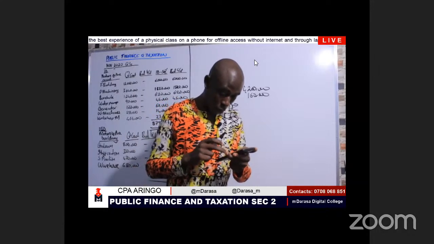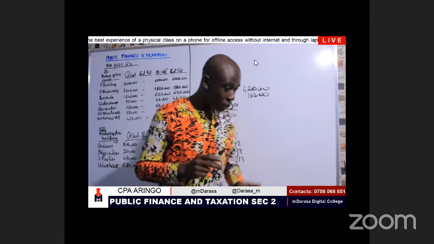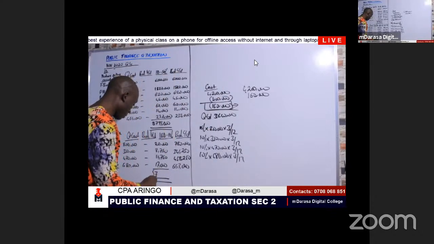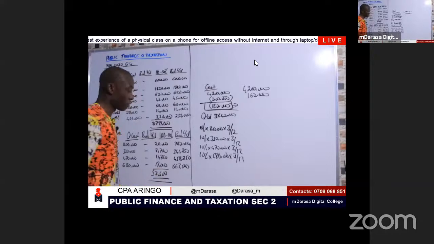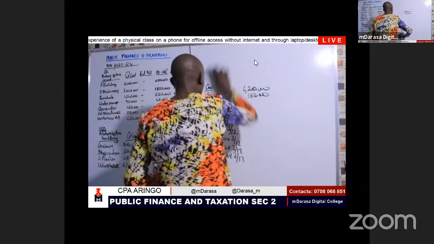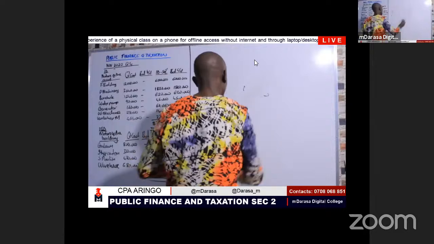57,500. How much? 57,500. 57,500. Yes. 57,500. We are good up to that point, all of us? Yes. So the moment you are done with that, the next bit, what are we going to do?